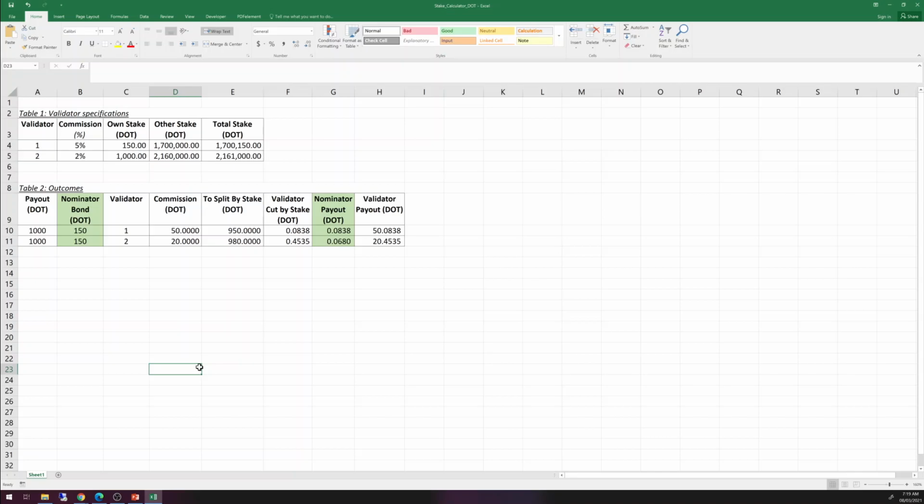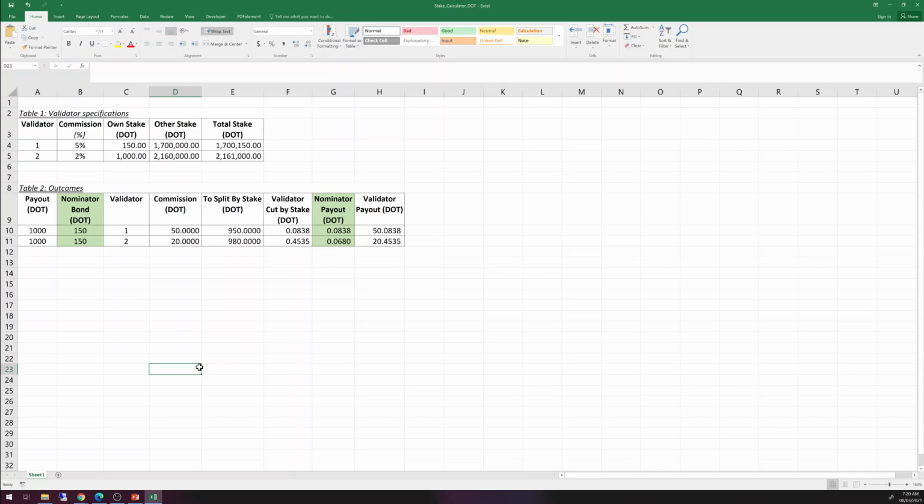So what we look at in table 2 is a possible scenario. We apply receiving 1,000 dot, the validator gets 1,000 dot, that's his share. Your share as an individual is 150 dot. How much do you get on validator 1 and 2? So the first thing that goes out is the commission. So 5% goes out for 1 and 2% for number 2. So we represent those figures. So the validator gets 50 dot, and the second validator gets 20 dot. So that's not too bad.